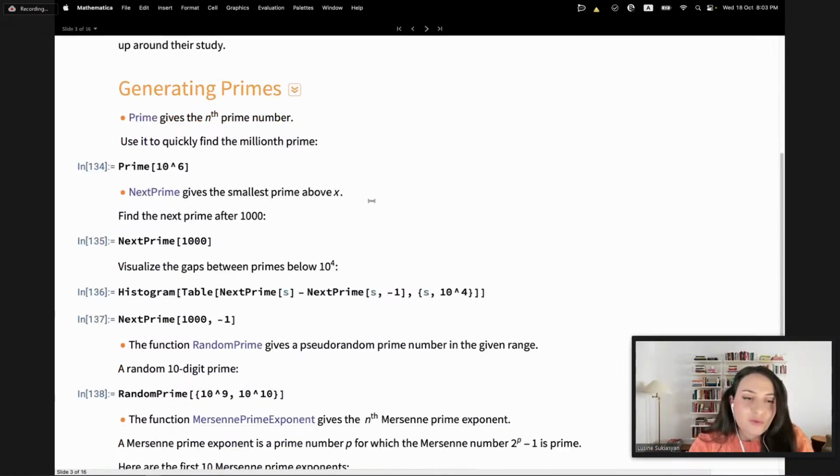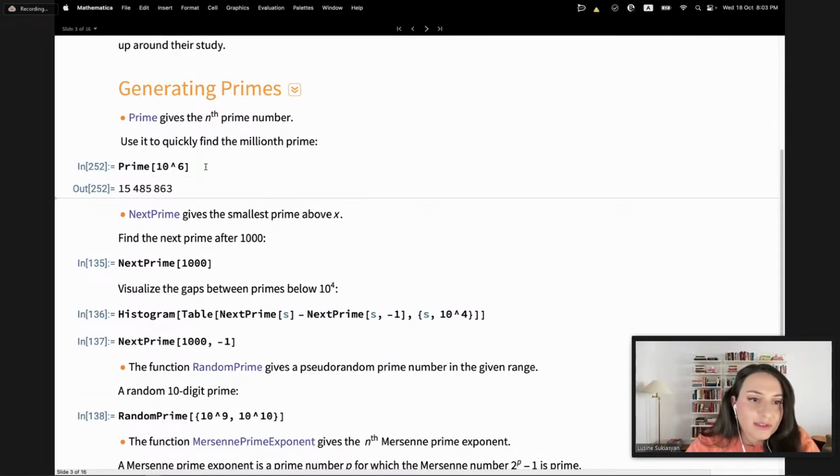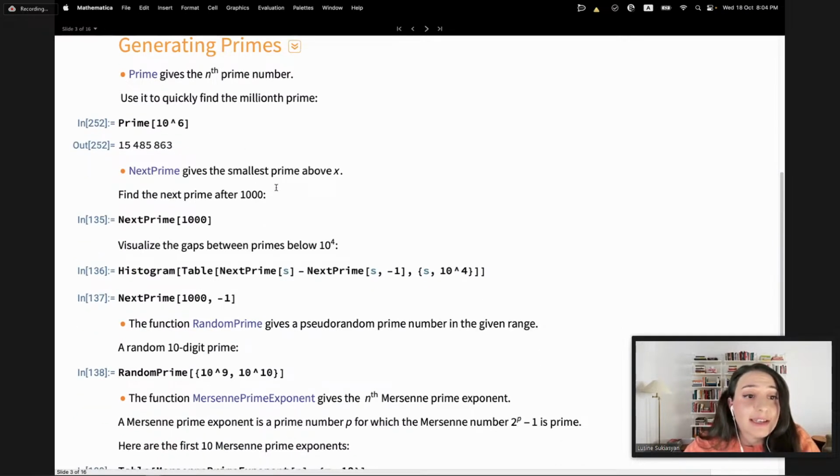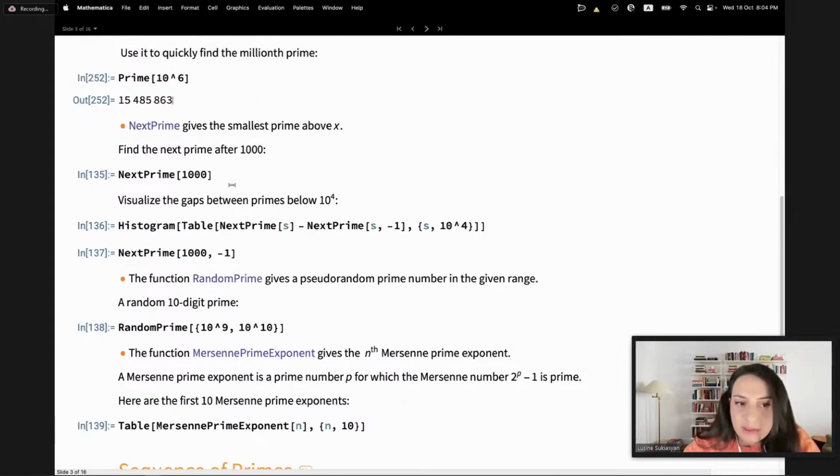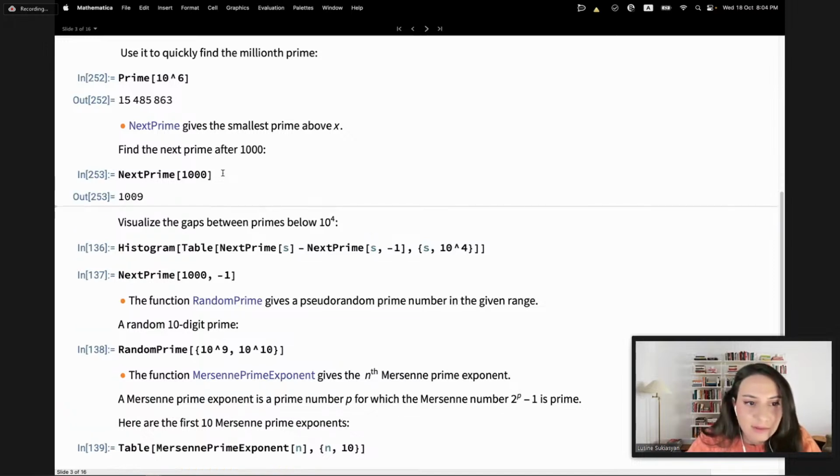Here, of course, the basic function is the function Prime, which gives you the nth prime number. For example, you can use it to quickly find the millionth prime. And here you go, this is the millionth prime. The next function is NextPrime, which gives you the smallest prime above x. So you can find the next prime after 1000 by simply doing NextPrime[1000].